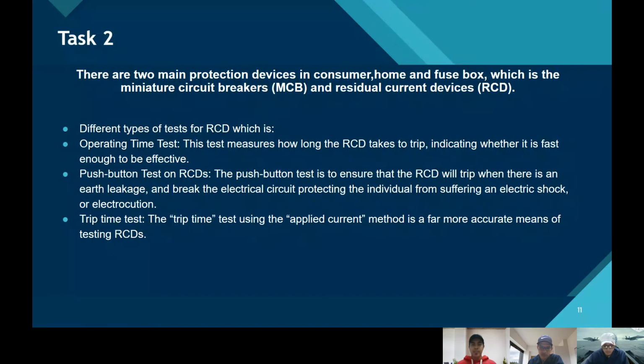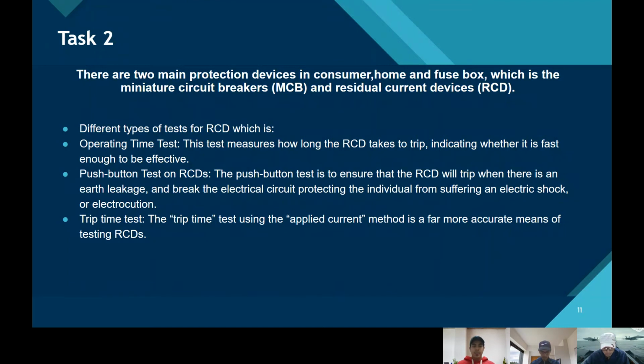Assalamualaikum. My name is Naik Markim. So I will continue for task 2. The question for task 2 is, there are two main protection devices in customer home and fuse box, which are the miniature circuit breaker MCB and residual current device RCD.